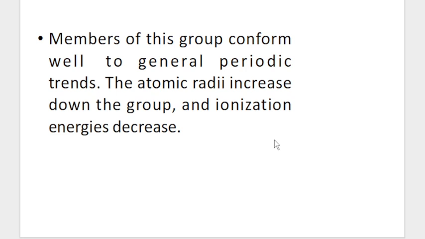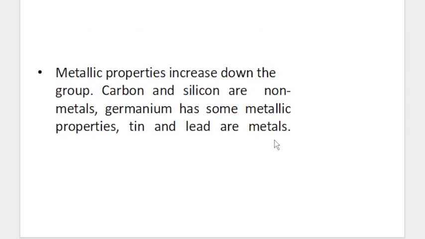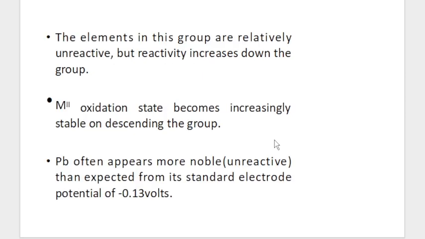Members of this group conform well to general periodic trends. The atomic radii increase down the group and ionization energy decreases. Metallic properties increase down the group. Carbon and silicon are non-metals. Germanium has some metallic properties. Tin and lead are the actual metals. The elements in this group are relatively unreactive, but reactivity increases down the group.